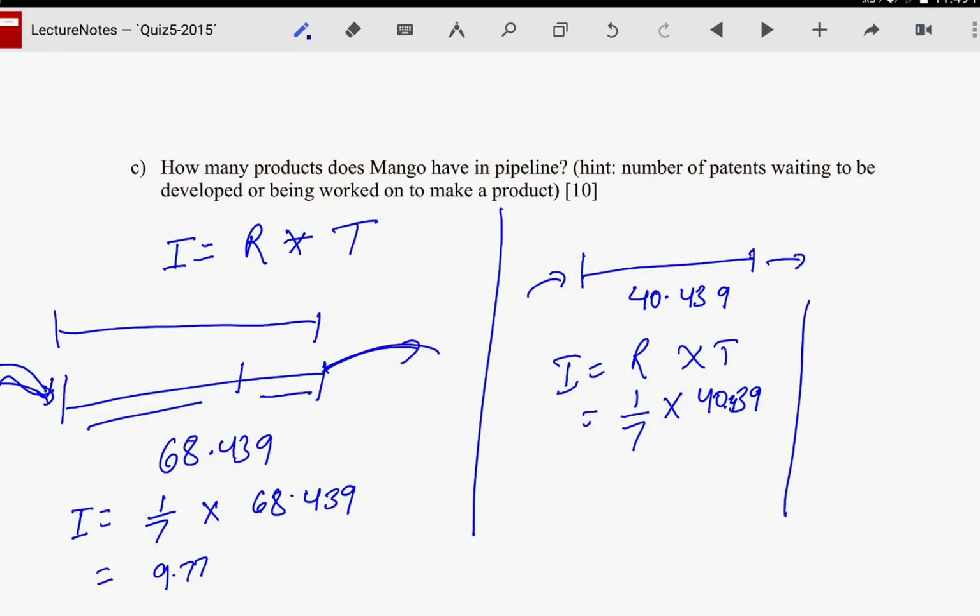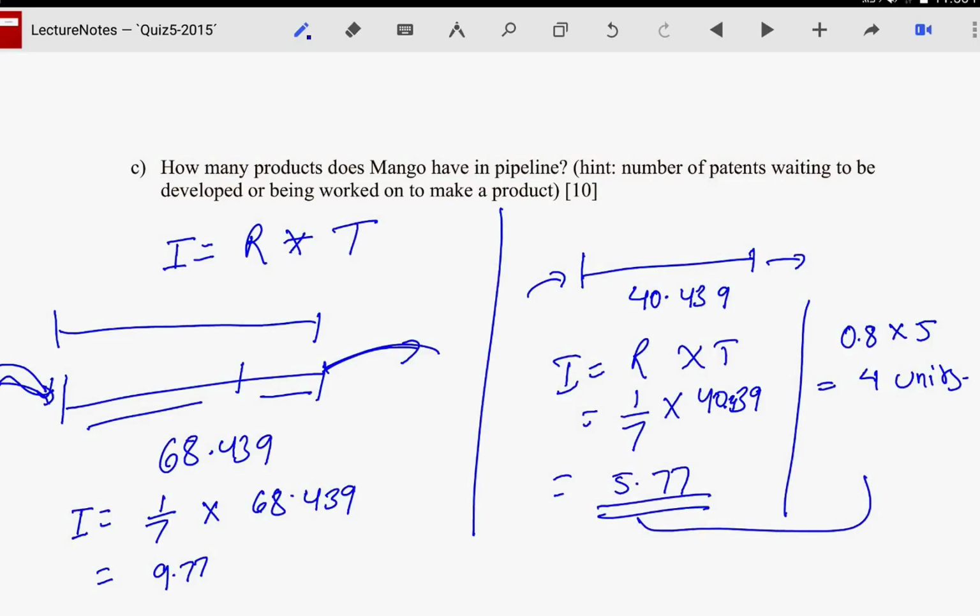But how many are being served? Well, it's utilized 80% of the time, and there are 5 servers. So at any given time, you expect on average to find 0.8 times 5, that is 4 units, being worked on. So the queue comes out to be about 5.77. Thus, 5.77 patents waiting and 4 patents being worked on. You have 9.77 patents altogether in the pipeline.